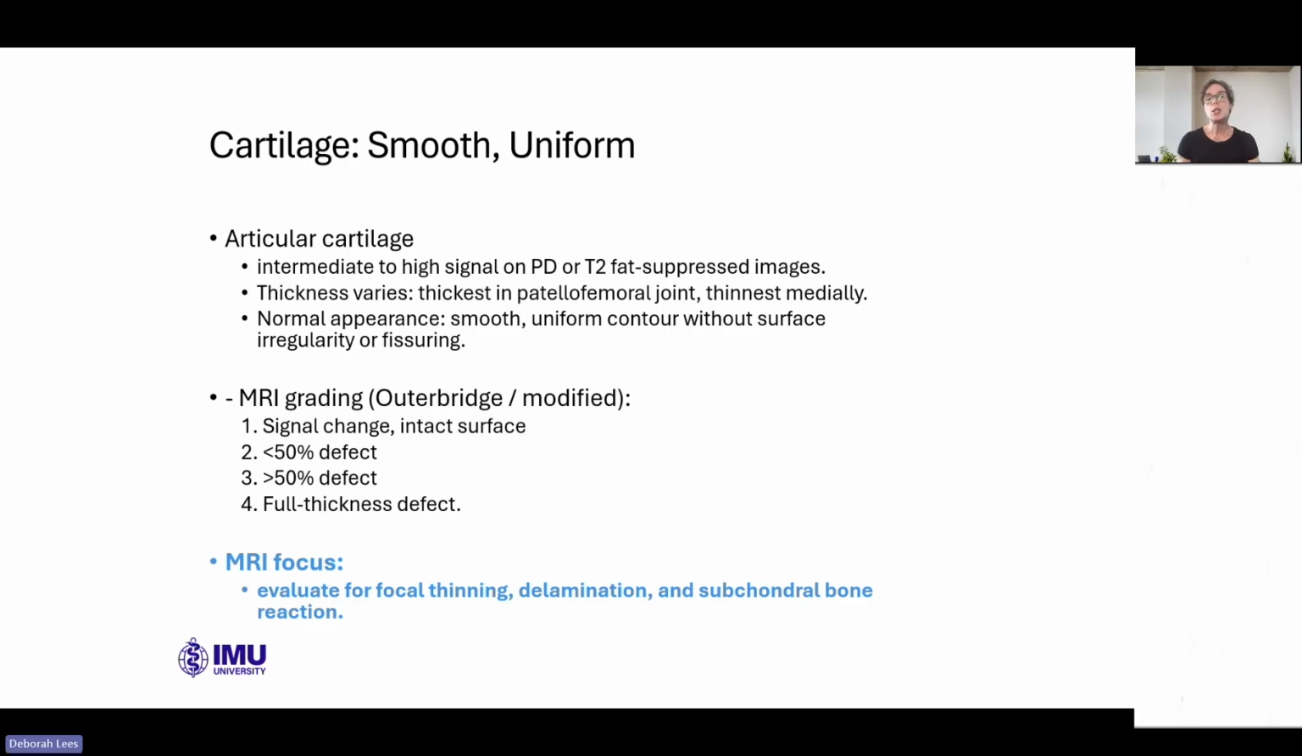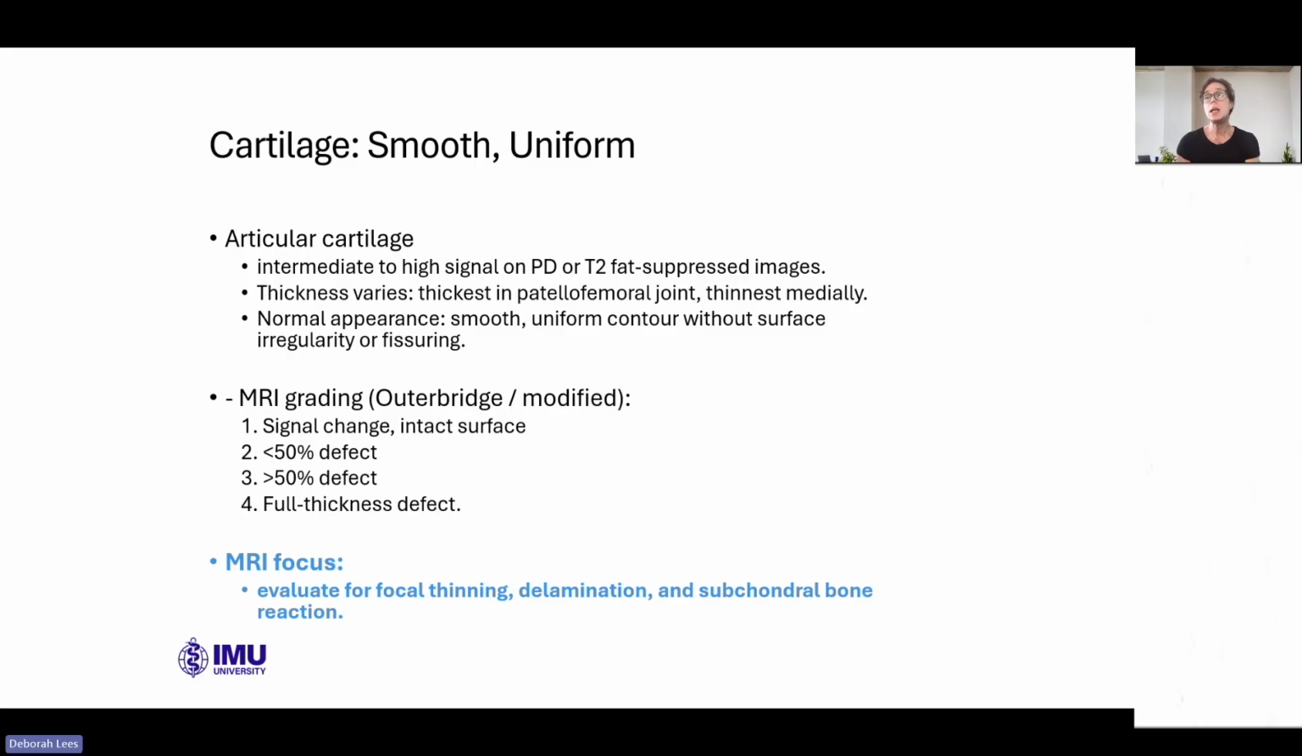There's an Outerbridge classification that we use when we're looking at cartilage degeneration. So 1 is where we've got a signal change, but the surface is intact. 2 is where we have a less than 50% defect. So if you're looking at the thickness of the cartilage, that defect leaves 50% of that cartilage before you actually reach the bone. 3 is when you're past that 50% mark, but you still have some cartilage protecting the bone from communicating with the open space. And 4 is when you've got a full thickness defect.